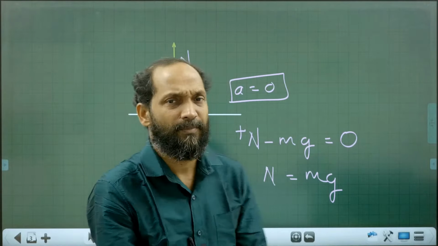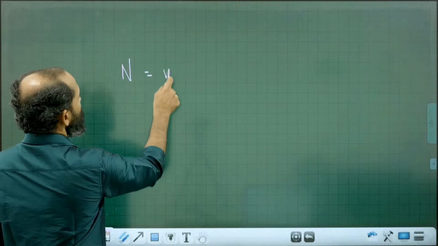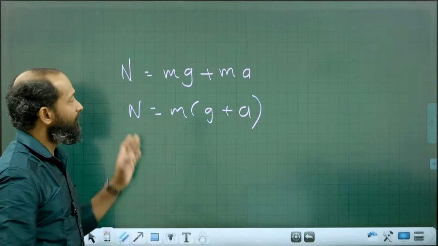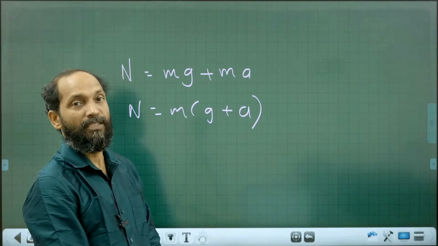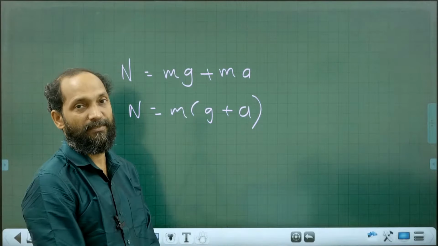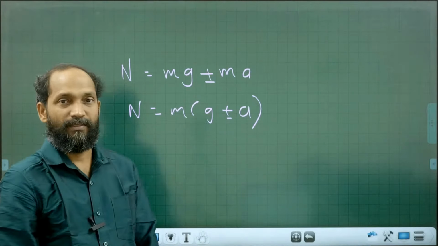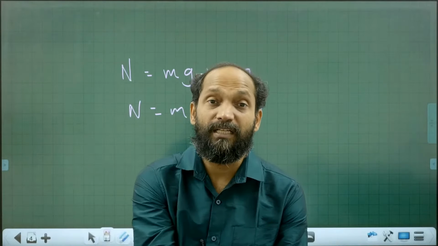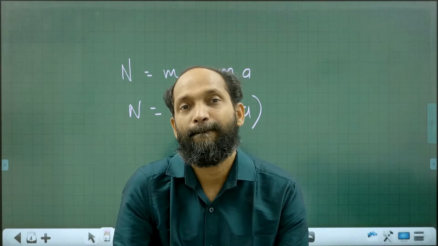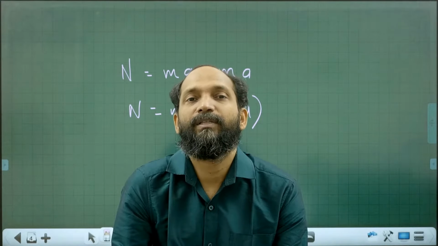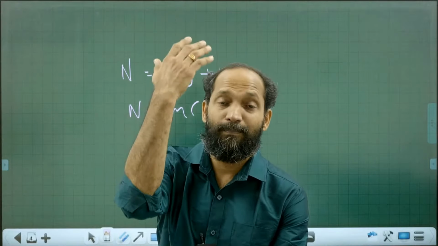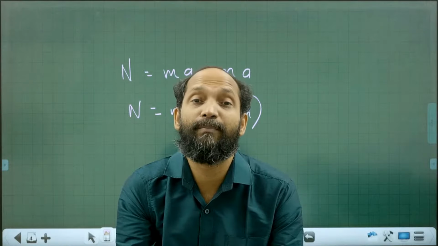Sometimes N is equal to mg plus ma, we have learned. N is equal to m into g plus a, where N is called the apparent weight, the normal force, the feeling force of the platform. Sometimes it is m into g minus a. For a person standing in a lift, if the lift is accelerating upward or retarding downward, you can use N equal to mg plus ma. Likewise, when the lift is accelerating down or retarding up, you can use N equal to mg minus ma, or N equal to m into g minus a.